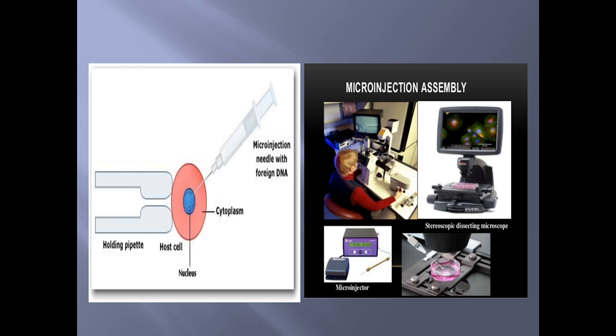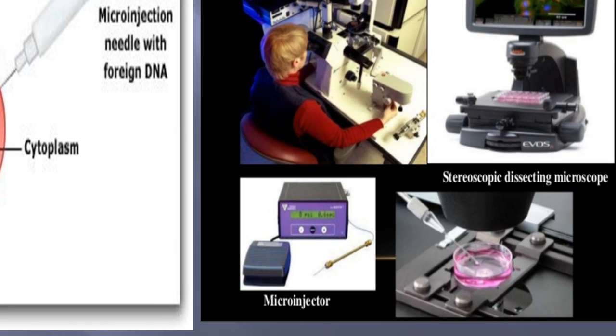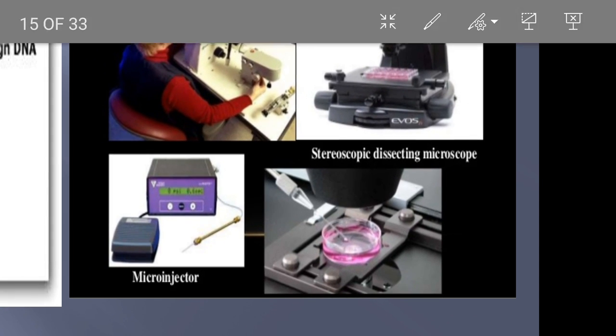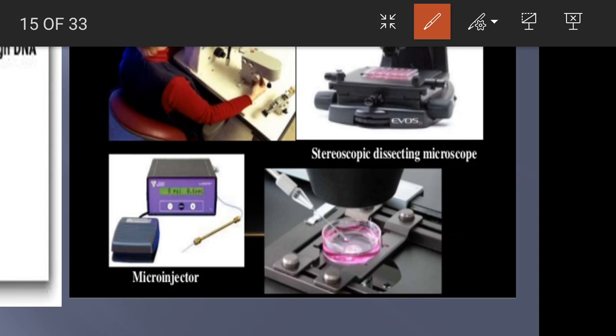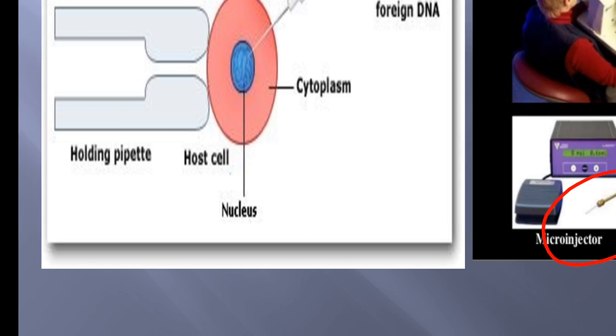Under the microscope, as you can find in this slide, the target cell is positioned, and the cell membrane and nuclear envelope are penetrated with the help of micropipettes or syringes. Here you can find the needle or the microinjectors through which the gene is inserted into the desired host or cell.